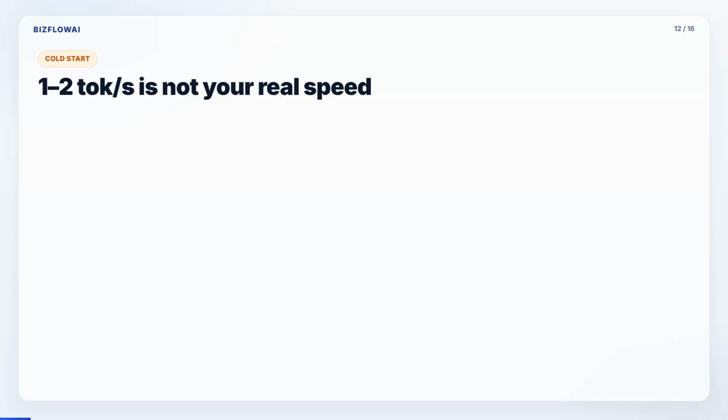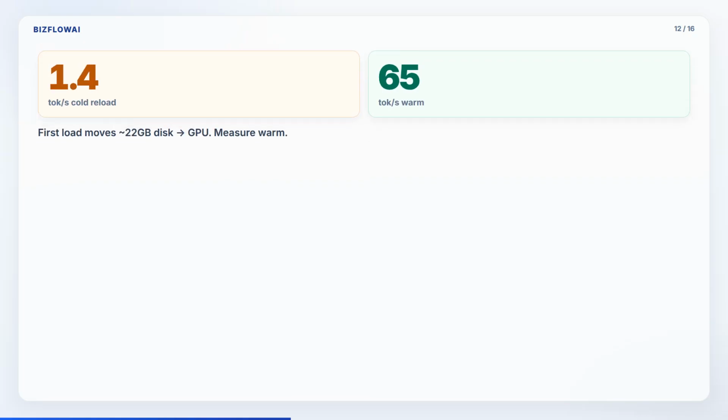One more honesty note, so you do not panic. The first load has to read about 22 gigabytes from disk onto the GPU. That cold start can look like 1 or 2 tokens per second, and it feels broken if you have never seen it. It is normal. Once the model is resident and warm, you get the real 78 to 87. Do not judge the card on the first load after a model swap. Give it a warm pass, then measure. That single habit will stop a lot of false "my GPU is dead" conclusions.